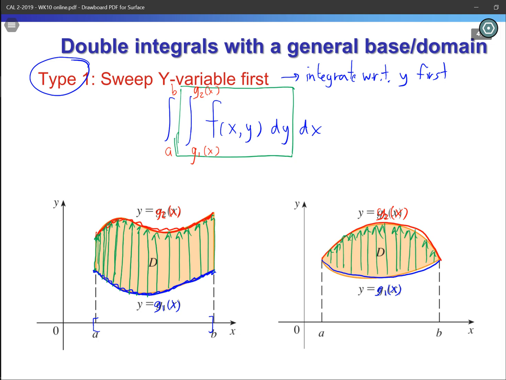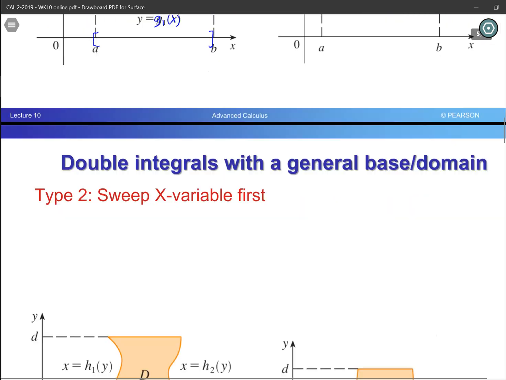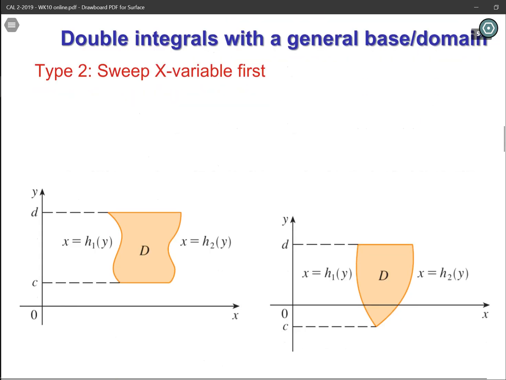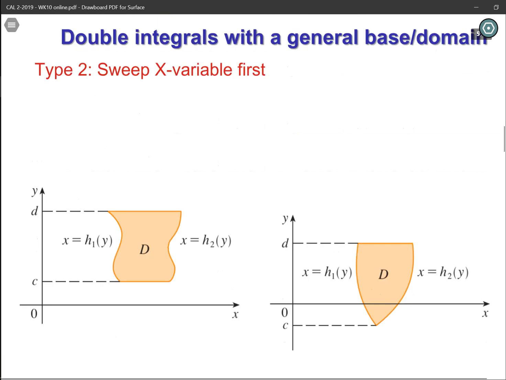Okay, so let's move on to type 2. Type 2, sweep x variable first. Let's see why. Here we have these two graphs, and let's take a look. There's something different about this than the one we saw in the last slides.